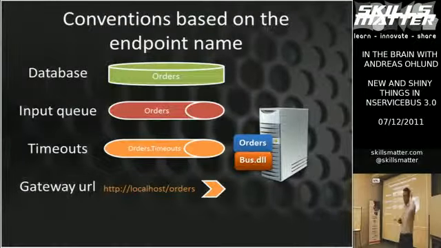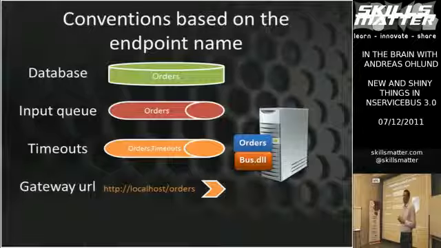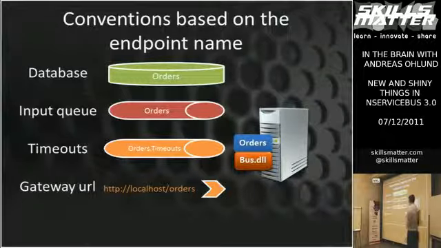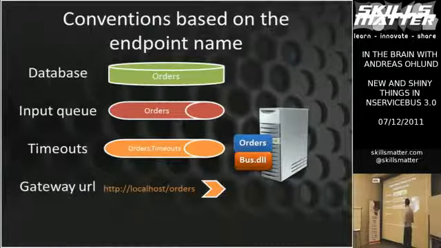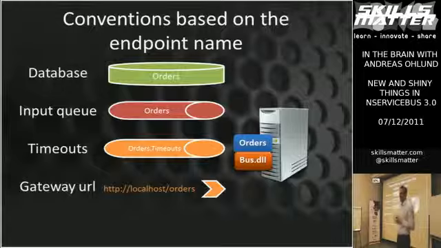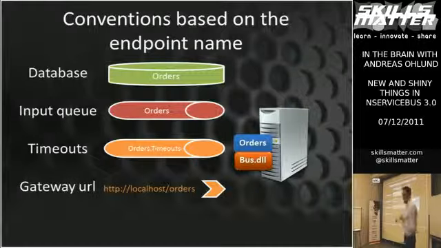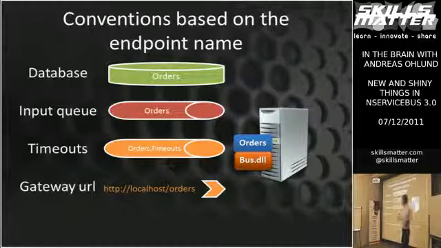The timeouts, the input for the timeout manager. I'm going to talk a little bit more about the timeout manager in the upcoming slides, but it's enough to say that the timeout manager is now included in the core, so every endpoint will always have a timeout manager running if you want it to. And that timeout manager has a special input queue, and that is also defaulted using a name. Every endpoint will also have a gateway running, which means that you can talk to all the endpoints now using HTTP if you want. That URL will also default using the endpoint name.